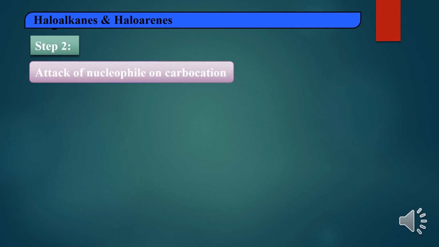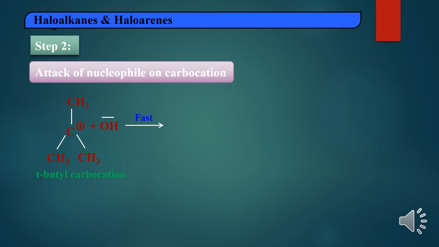Then go for step 2. In step 2, attack of the nucleophile on the carbocation. Already in the first step, the carbocation is formed. That carbocation is attacked by the nucleophile, OH minus. Now OH minus can attack from the same side or from the opposite side. If it attacks from the same side, you will get the D isomer, D tertiary butanol. If it attacks from the opposite side, then inversion of configuration, and you will get the L isomer. If it attacks from the same side where the halogen was, then retention of configuration. If it attacks from the back side, you get inversion of configuration like SN2.